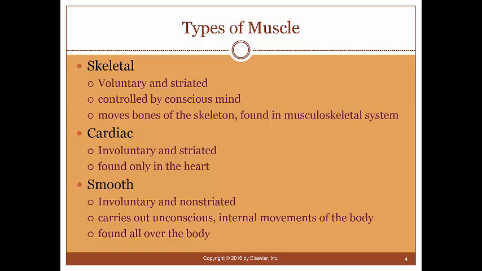Lastly, we have smooth muscle. It is involuntary and it is non-striated. So when we look underneath the microscope, we see no striations with it. It carries out unconscious movements of the body, and a lot of your internal movements of the body are going to be controlled through smooth muscle.